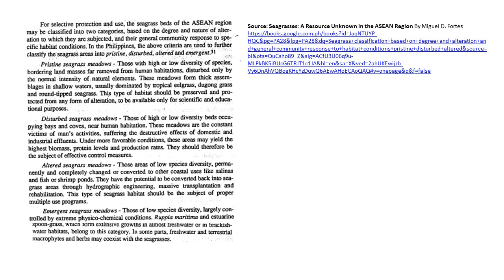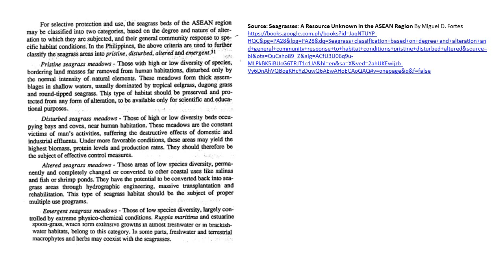Ruppia maritima and estuarine spoongrass, which form extensive growths in almost freshwater or in brackish-water habitats, belong to this category. In some parts, freshwater and terrestrial macrophytes and herbs may coexist with the seagrasses. So, yung low diversity, makikita mo sa emergent seagrass meadows. Yung parang, ay, meron palang seagrass dito. So, nag-emerge siya, okay? So, controlled siya by extreme physical-chemical conditions.